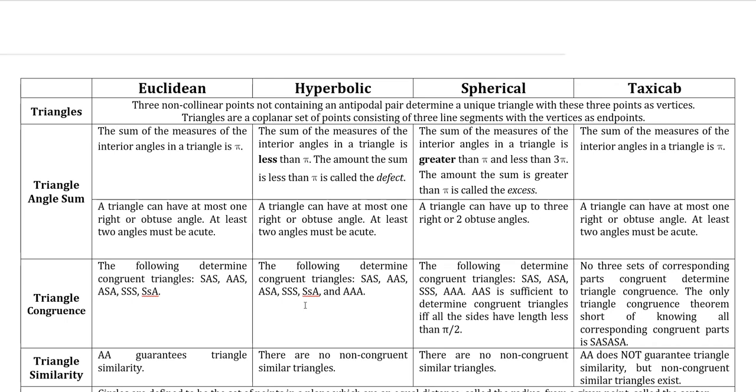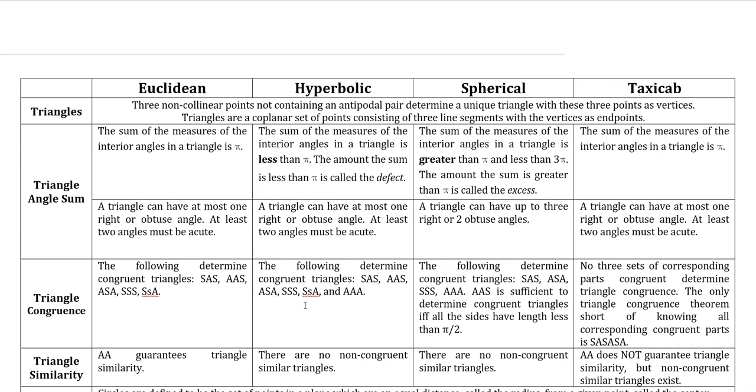All right, let's talk a little bit about triangles. By definition, three non-collinear points not containing an antipodal pair determine a unique triangle with these three points as vertices. Triangles then are a coplanar set of points consisting of three line segments with the vertices as endpoints. That's true in all four geometries.